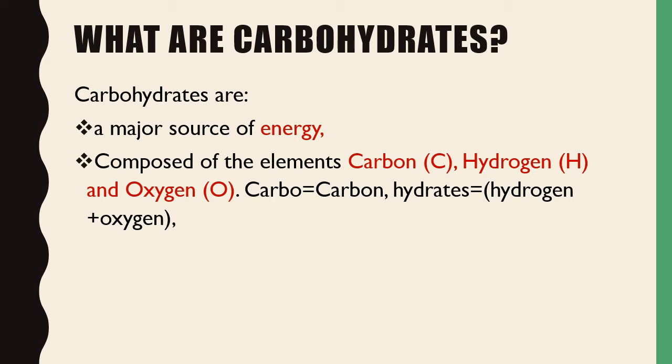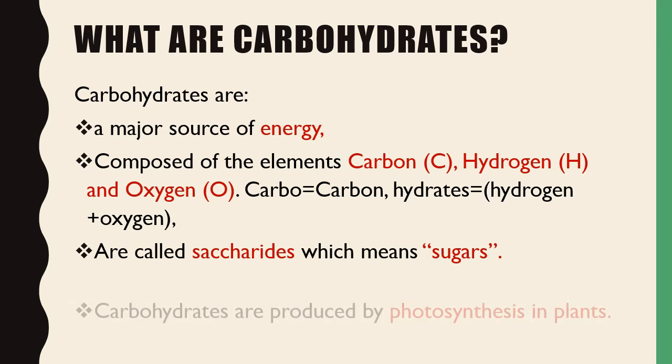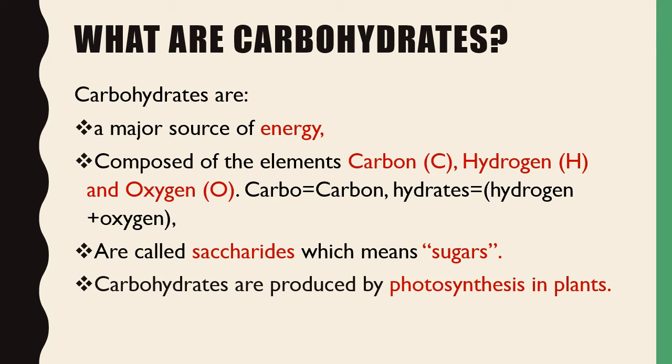So you think of hydrate, you think of being dehydrated, and what do you need to hydrate yourself? Water. So carbon and hydrogen plus oxygen. They are called saccharides, which also means sugars. So they are sugars as well. And they're produced by photosynthesis in plants, which we will look at briefly in the next slide.